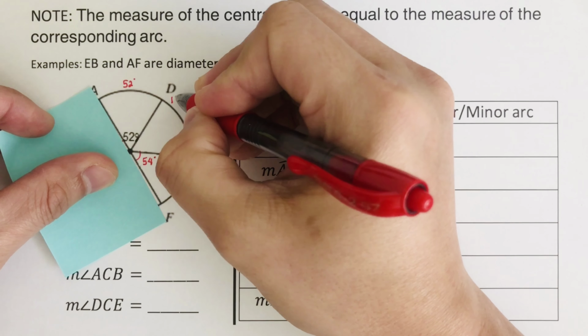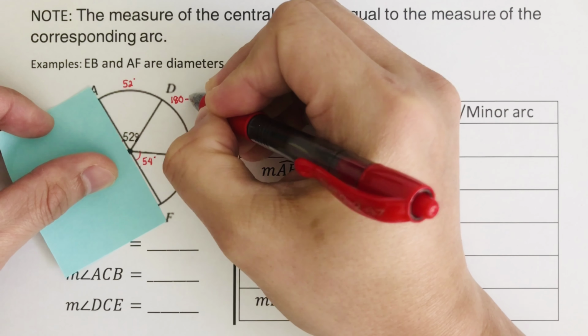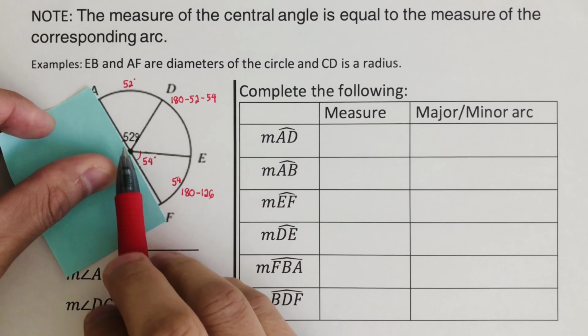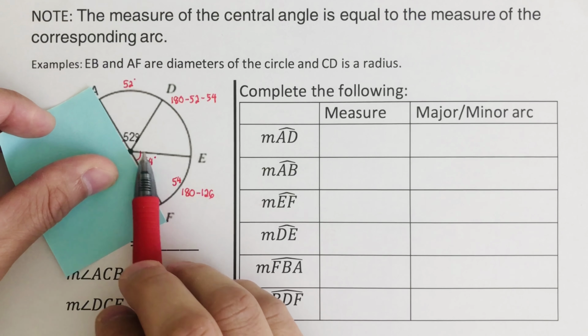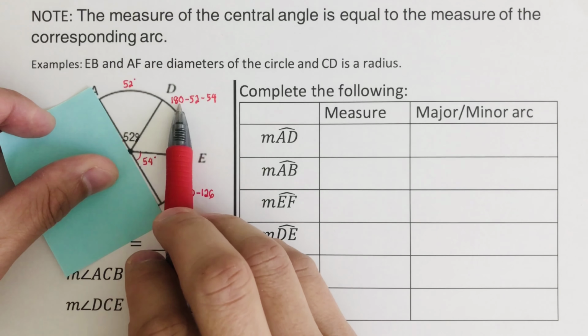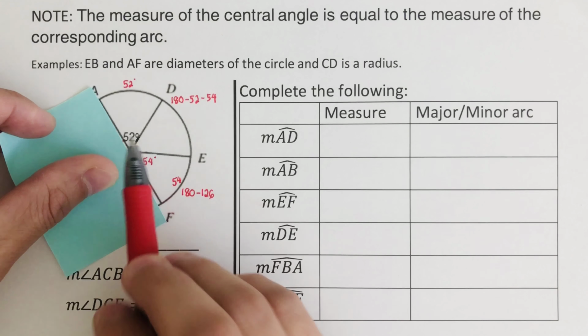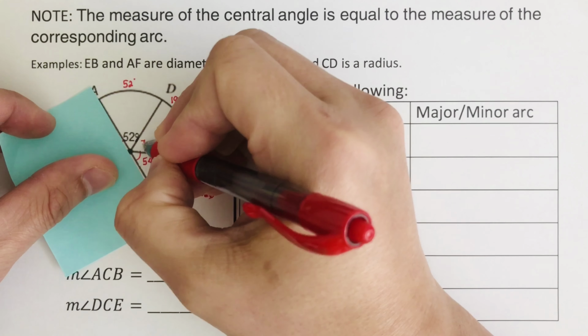So I can go ahead and write 180 minus 52 and minus 54. If I subtract 52 and 54 from 180, I can get this value here. And if we do the math, this is 74 degrees.